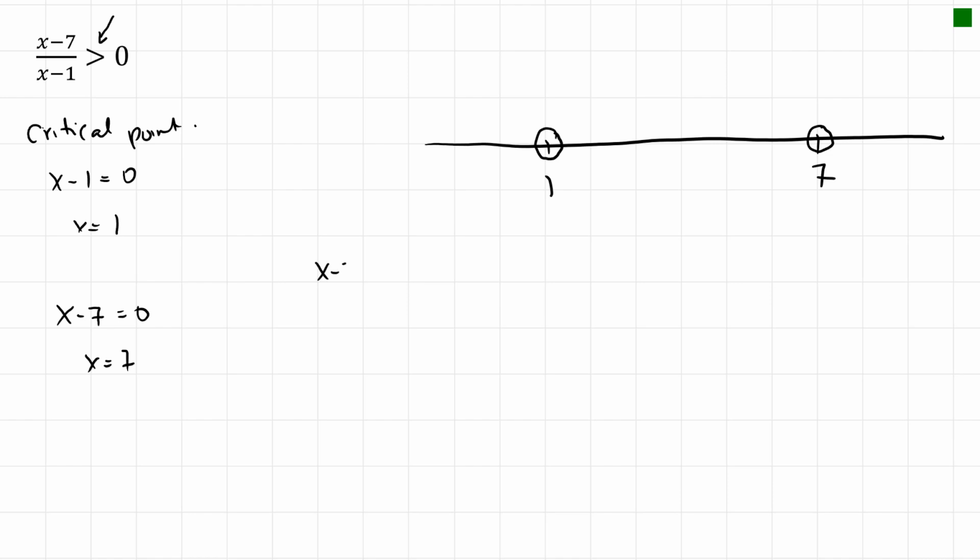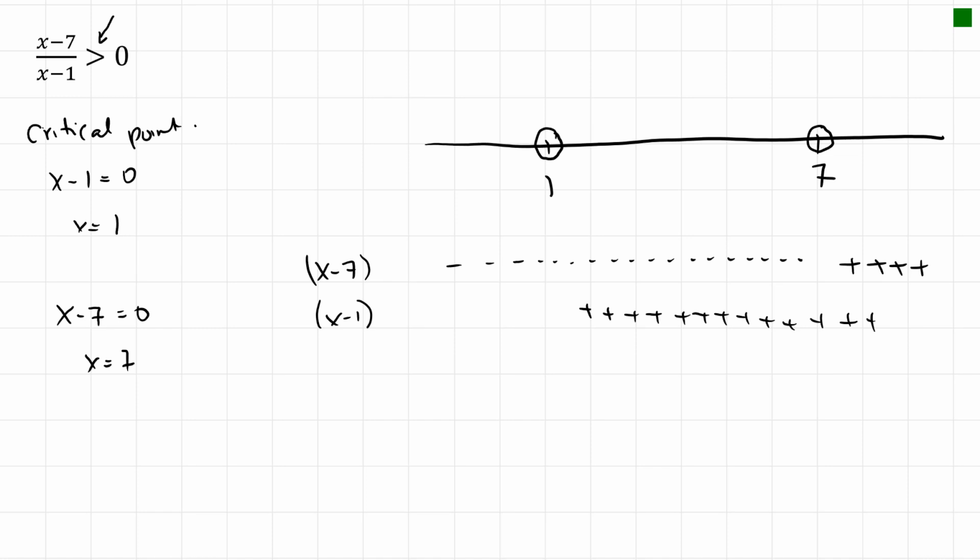So x minus 7, just that section right here, is going to be positive as long as x is bigger than 7. So it's going to be positive in this section right here and negative in this section. And x minus 1 is positive starting at 1. So all numbers that are bigger than 1, for example, x equals 5, if I plug 5 in here, I get 5 minus 1, which is 4. So any number bigger than 1 is going to make that binomial positive, and anything less than 1 is going to make it negative.